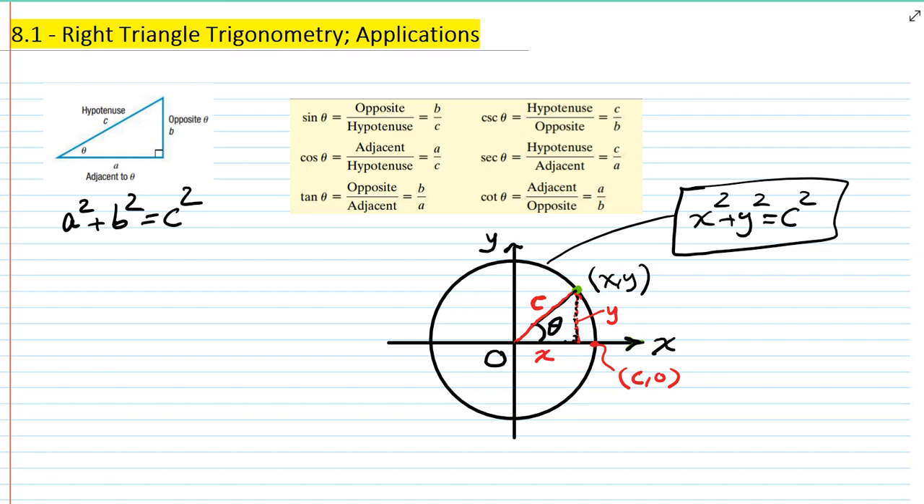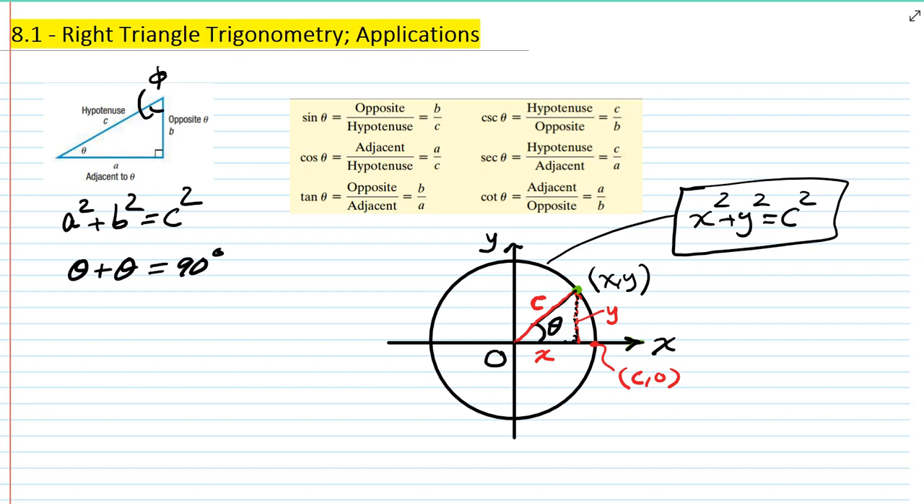Now, something interesting about the right triangle is the measure of the angles. Let's say I have theta and call this, I don't know, phi. The measure of these two angles become complementary in a right triangle.